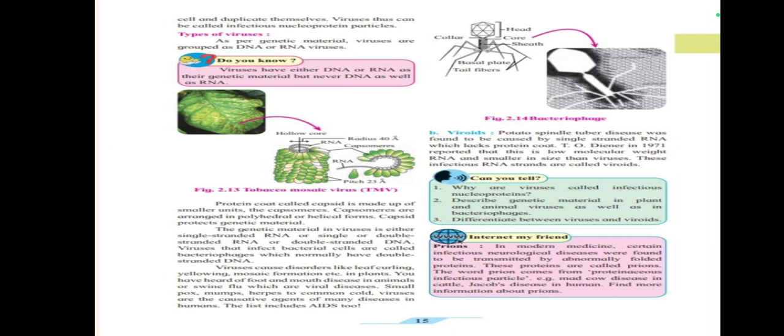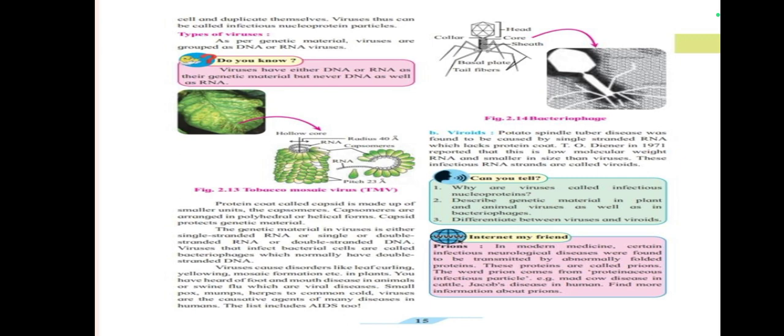Viruses cause disorders like leaf curling, yellowing, mosaic formation, etc. in plants. You have heard of foot and mouth disease in animals, or swine flu, which are viral diseases. Smallpox, mumps, herpes, or common cold viruses are the causative agents of many diseases in humans. The list includes AIDS too.